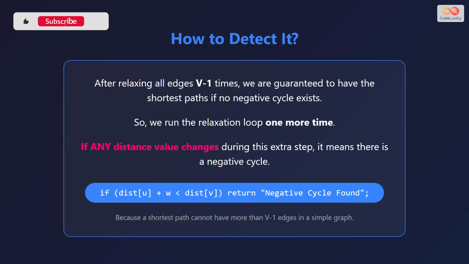Bellman-Ford has a clever way to detect this. Since the shortest path in a graph with V vertices can have at most V-1 edges, any valid path should be found after V-1 iterations. If we run one extra relaxation step and any distance still changes, it proves a negative cycle exists.